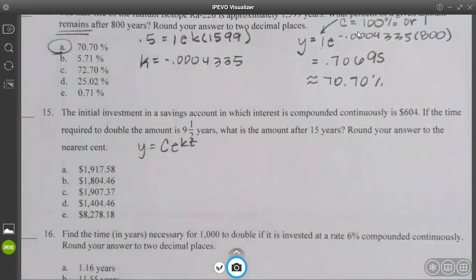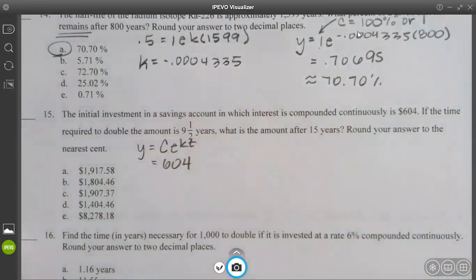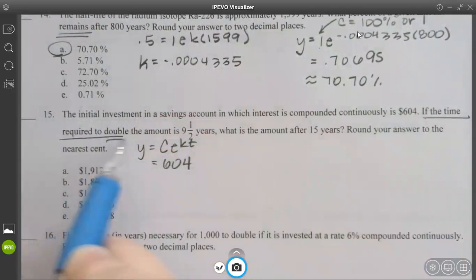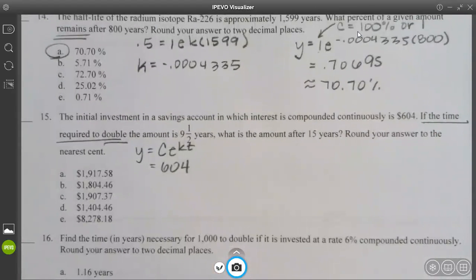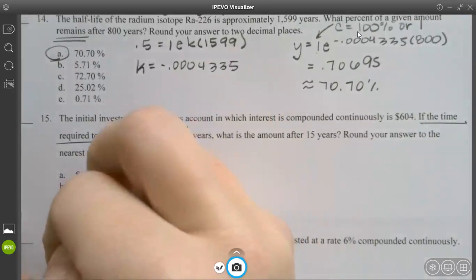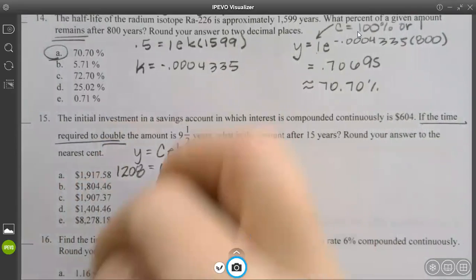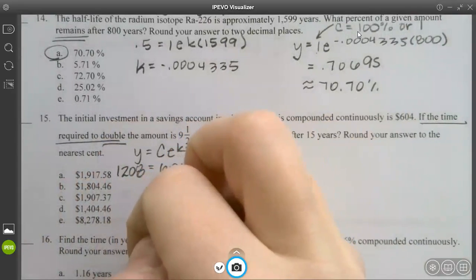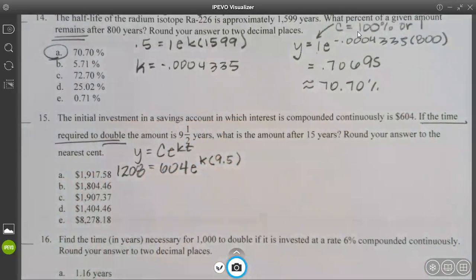So how much should we start with? 604. It wants to know what? But what else? No, that's just, it wants to double. So what am I talking about right here? How much do I want in the end? How much? Yeah, 1208. So it says it wants it to double in the end. Remember, the Y is what you want in the end. E, we don't know our K, but we do know our time is what? 9.5. Y'all good with solving this?